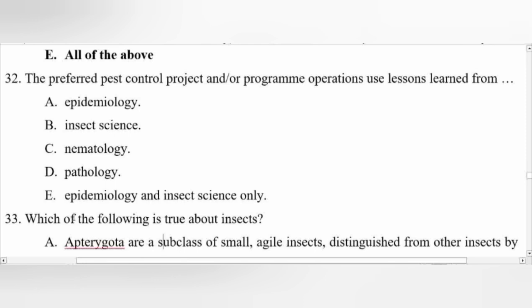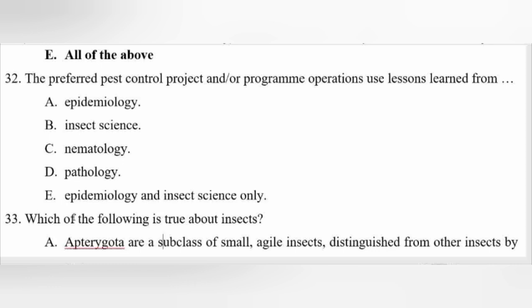Now, number 32. The preferred pest control project and or program operations use lessons learned from. Option A is epidemiology, B, insect science, C, nematology, D, pathology, and then E, epidemiology and insect science only.